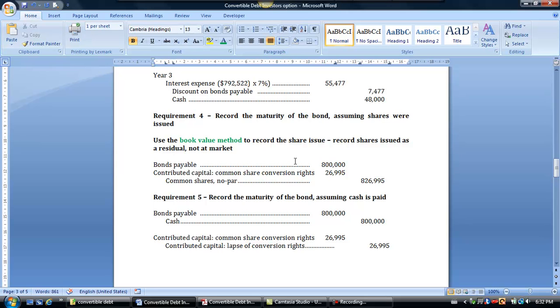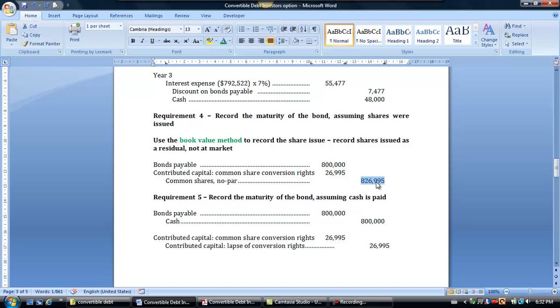So this method is called the book value method when you're actually recording the share issue. So you'll notice that when you're recording the conversion rights at the issue date, when you're issuing the bond, we calculate the value of those conversion rights using what we call the incremental method. Now, if there is an actual conversion and we're issuing the shares, we use what's called the book value method to issue the shares. And notice that those shares aren't being recorded at their market value. Now, if the market value is more at the time that they convert, then the shareholders can do what they want. They can take their shares and sell them for cash in the open market.